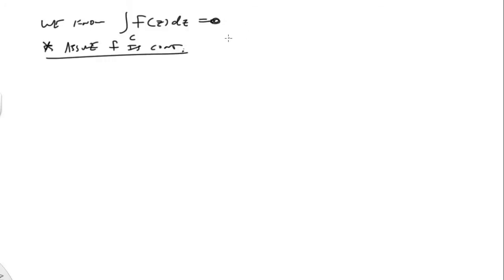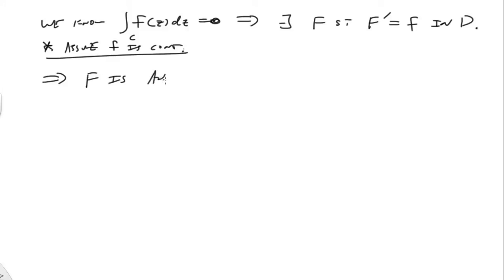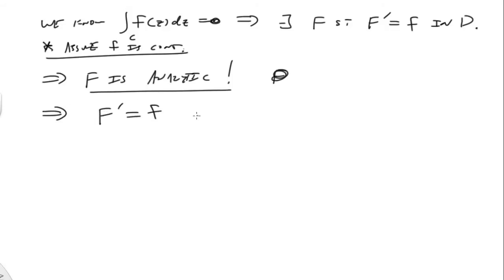So if this is true, then it implies that there exists an antiderivative, capital F, such that F prime is equal to little f in D. Okay? All right, so we know also that means then that F is analytic. And that means, from our previous results we just talked about, that F prime, which is equal to f, is also analytic.